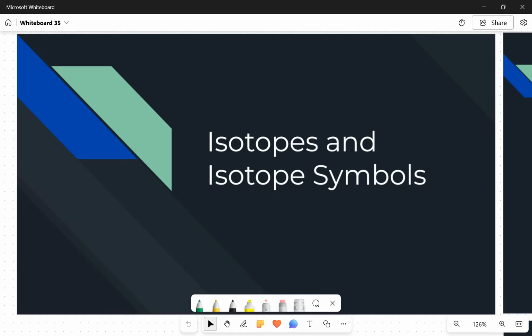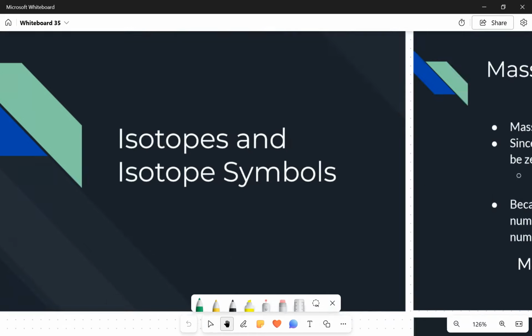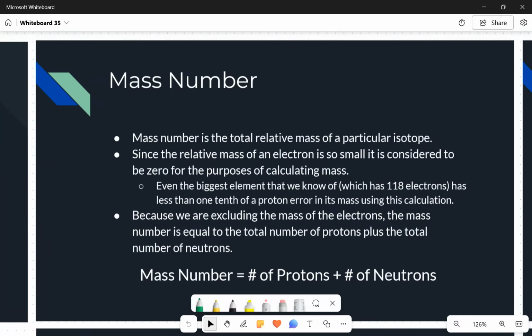Hey everyone, today I wanted to talk a little bit about isotopes and isotope symbols, but I really want to focus on how we use isotopes and isotope symbols and also how we convey information about them. So, the first thing that we've got to talk about if we're going to talk about this topic is what are called mass numbers. Now, we talked about this in class.